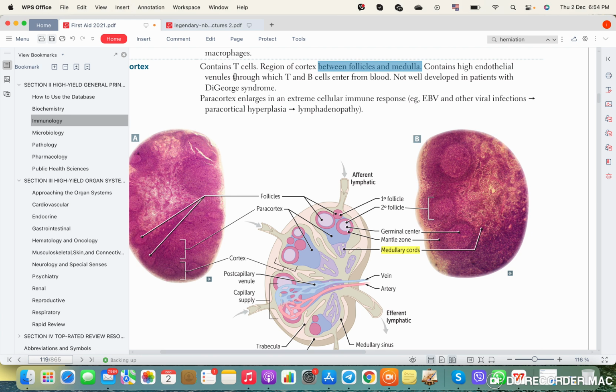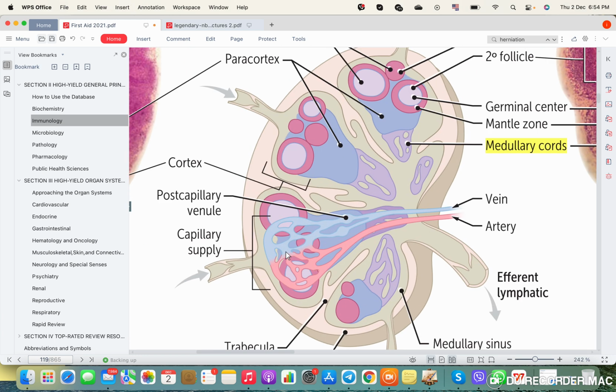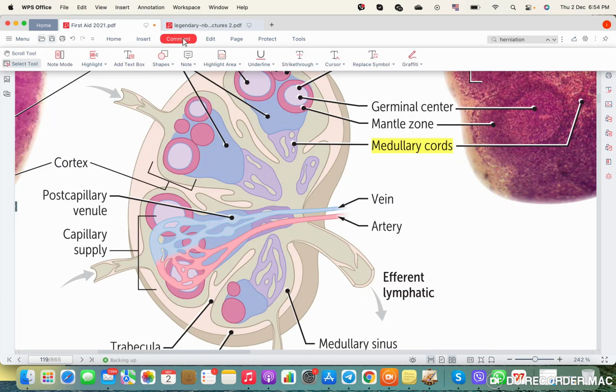contains high endothelial venules through which T and B cells enter from the blood. As you can see, notice here, there are a lot of venules. Here we have the post capillary venule. Maybe you remember, guys, in inflammation, I told you about the transmigration and the movement from the vessel to the outside of the vessel to the interstitium. Where does it happen? Is it in the arteriole or the vein or the venules? Where exactly does the movement outside of the vessel happen? Yep, it's in the post capillary venule. Why? Because it has fewer layers. It's much thinner. So for the cells to move outside and to accumulate in that area, it's much easier.